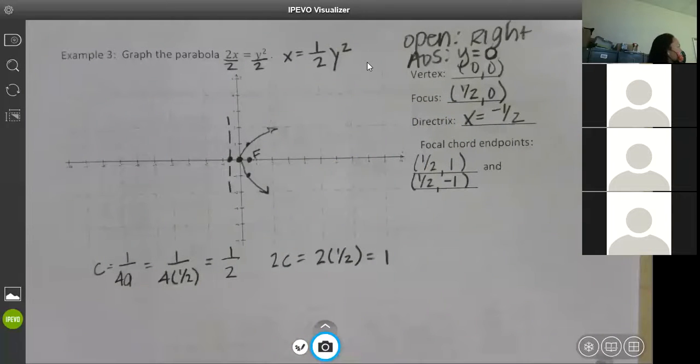The bigger your fraction, the skinnier your parabola.